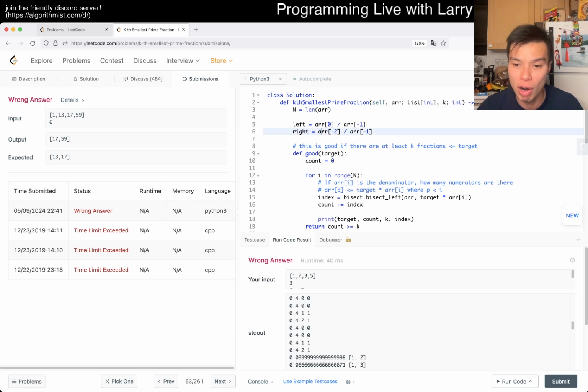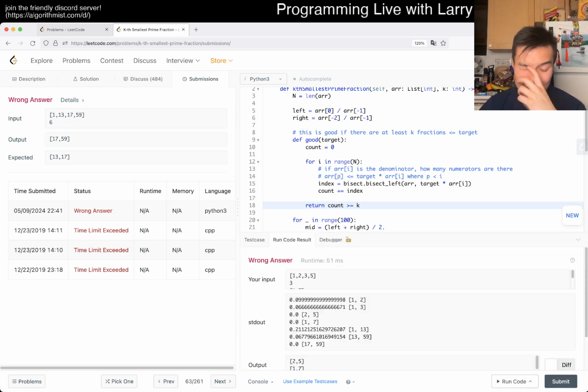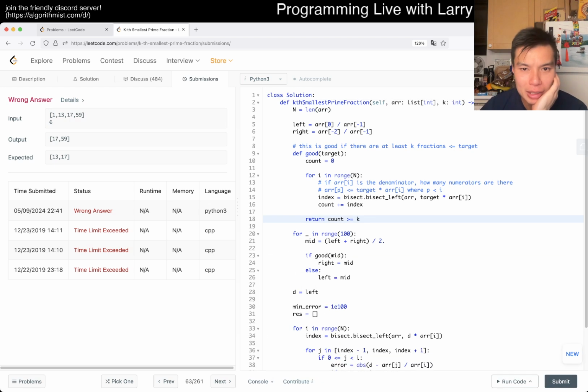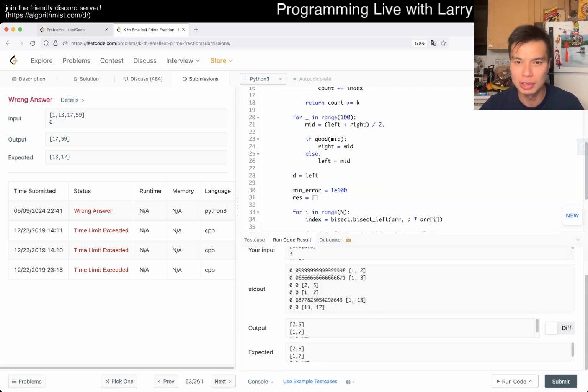Oh, this is wrong. Okay, I see. Wow. I'm wrong. Okay, I see it. So we're not that bad. Basically I made a wrong assumption that this number, in this case 17 over 59, is going to be the biggest number, but that's not true. It's actually 13 over 17. I don't know what the right way to find this is, but we can also just make it an absolute upper bound. We just kind of messed this one up, so that should fix it.